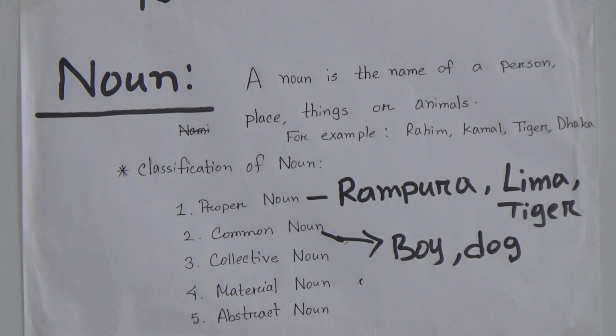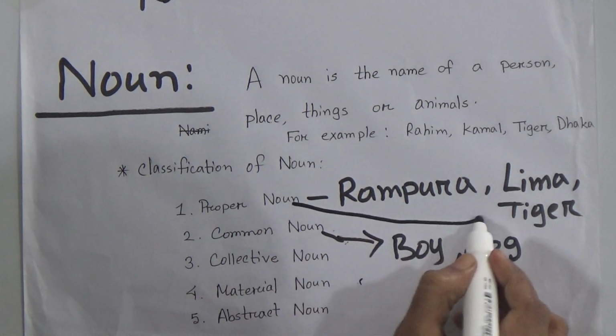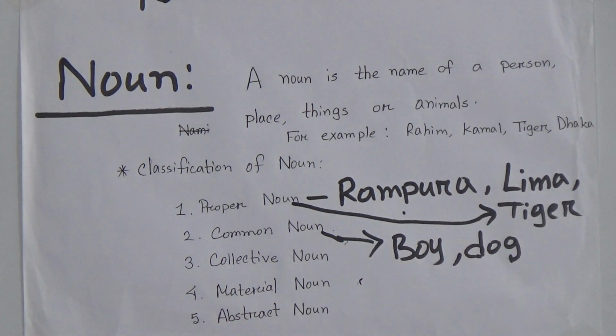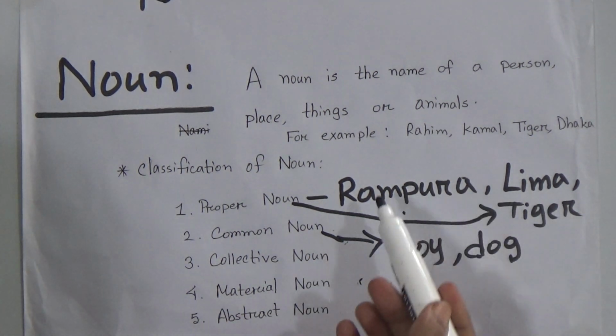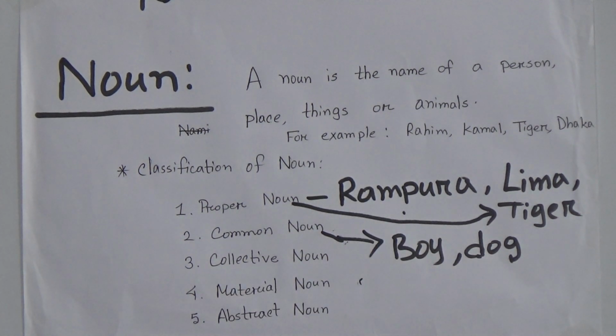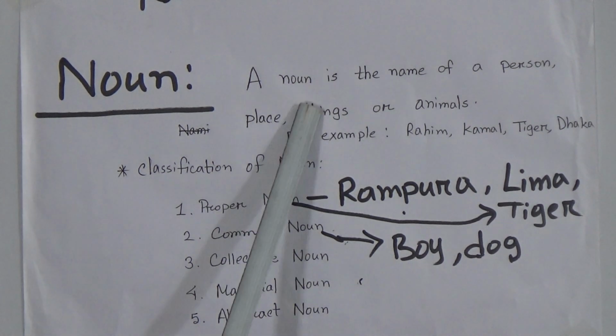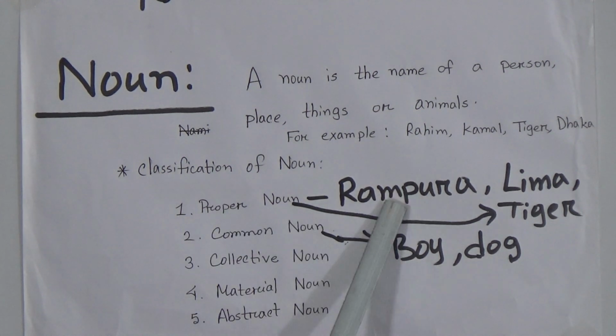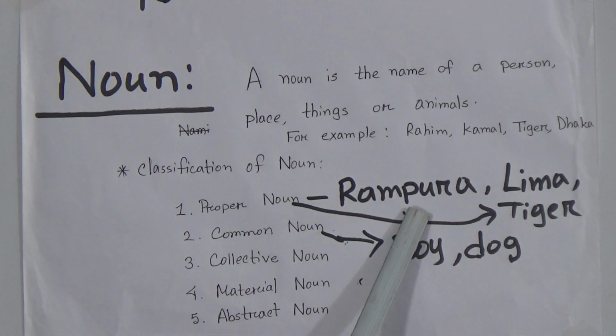So dear students, here we have learned about proper nouns. These examples, what are the proper nouns? Rampura, Lima, tiger, that means a particular person's, animal's or place's name. All of these particular names are what? Proper nouns. And common noun means what? This noun is the name of a person, an animal or a place. But a proper noun is the name of a particular person, animal, place or thing.